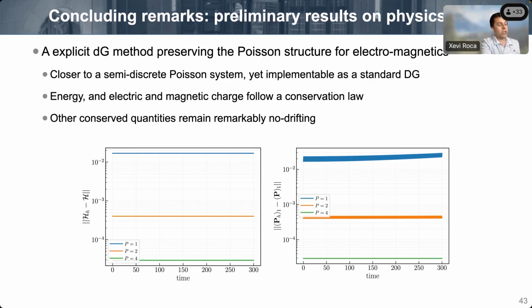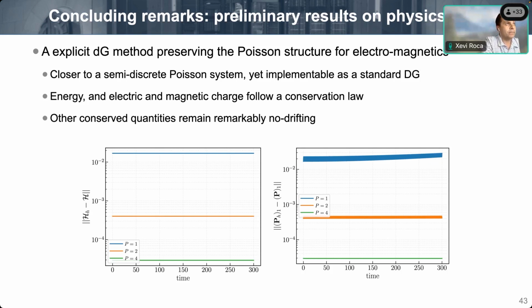We have also seen a new DG method that tries to preserve the semi-discrete Poisson structure. It has applications for electromagnetics. And to do it, we imposed that it was closer to the Poisson system, not that it was easily implementable using existing DG codes. And we have some quantities that follow a discrete conservation law, and at least the ones that don't follow these discrete conservation laws do not drift significantly for long time periods.